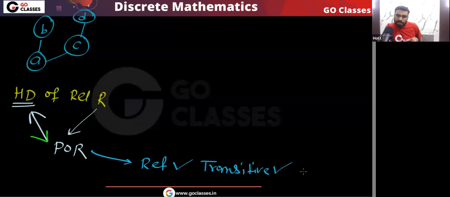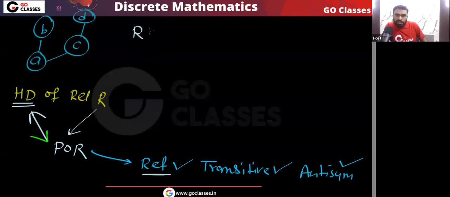Okay, now you tell me, if this is a partial order relation, can I say this is reflexive? Can I say this is transitive? And can I say this is antisymmetric? Yes, all these properties are there. So remember, every partial order relation is reflexive.